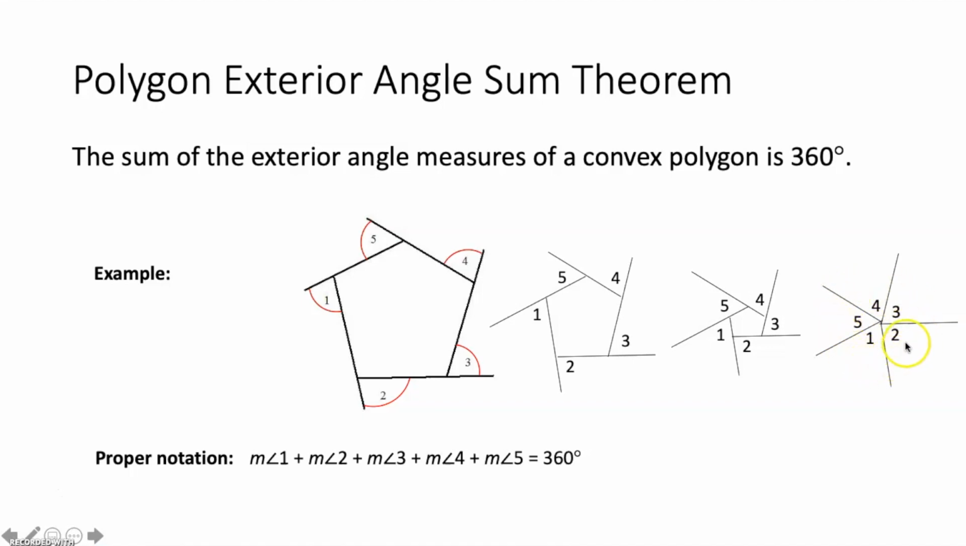Well, they form a complete circle, right? If I were to add up all of these angles, that should give me a full circle, or 360 degrees. And that's why this is the case. If I were to shrink any figure all the way down like this, I end up getting that all of these exterior angles would then add up to a full circle, 360 degrees.